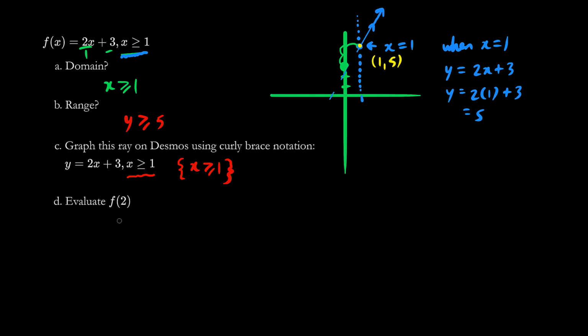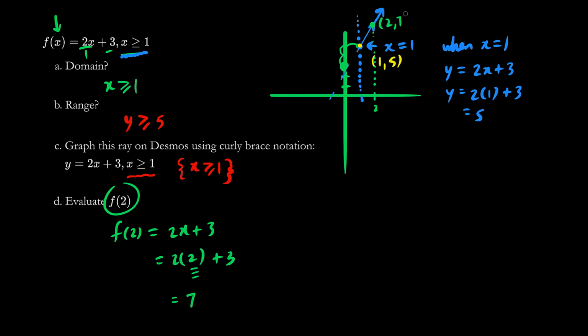Finally, let's evaluate f of 2. So this is the function y equals f of x, and let's substitute x equals 2. So f of 2 is equals to 2x plus 3, in which we're going to replace x with 2. That's our x value. 2 times 2 is 4, plus 3 is 7. So f of 2 is 7. In other words, when x is equals to 2, and you go up on the graph, the y value would be 7. So we have the point 2 comma 7 is on the ray.